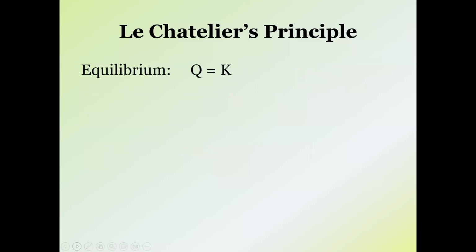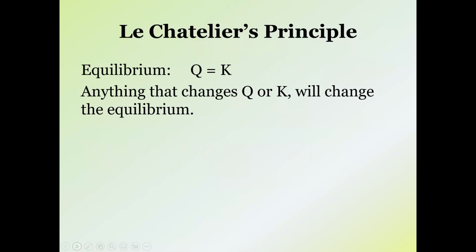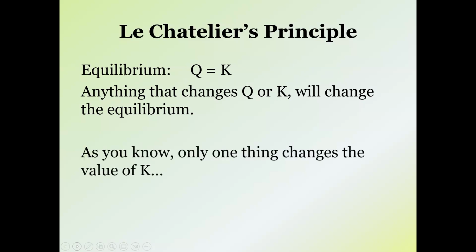So remember when we were looking at reaction quotient, we said that if Q is equal to K, we are at equilibrium. Anything that changes Q or K will change equilibrium. So Q can be changed by the pressure or the concentration or temperature, and K can be changed by temperature. So as you know, only one thing changes the value of K, and that's temperature. So Q can be affected by pressure, temperature, or concentration. K is only changed by the temperature.